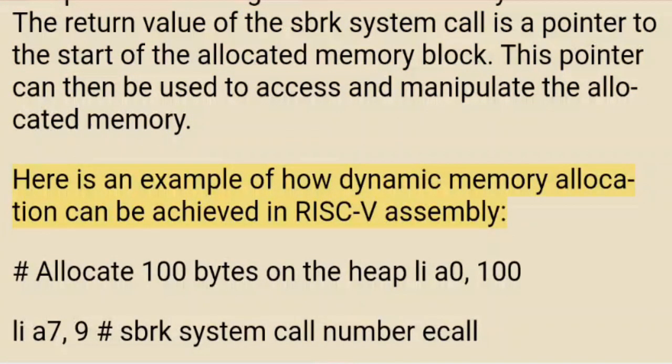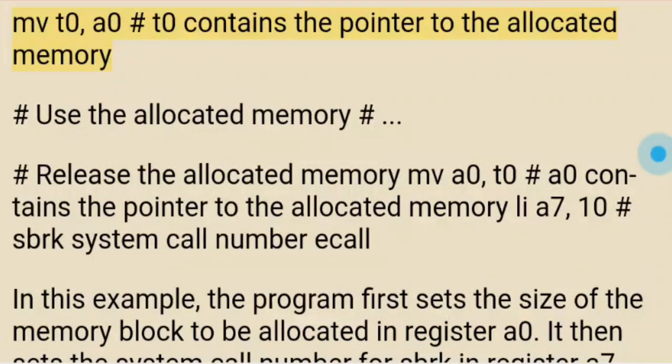Here is an example of how dynamic memory allocation can be achieved in RISC-V Assembly. # allocate 100 bytes on the heap; li a0, 100; li a7, 9 # SBRK system call number; ecall; mv t0, a0 # t0 contains the pointer to the allocated memory; # use the allocated memory; # release the allocated memory; mv a0, t0 # a0 contains the pointer to the allocated memory; li a7, 10 # SBRK system call number; ecall.